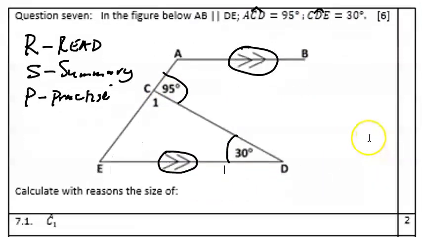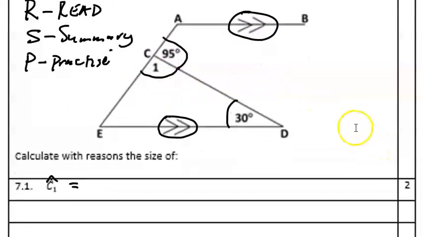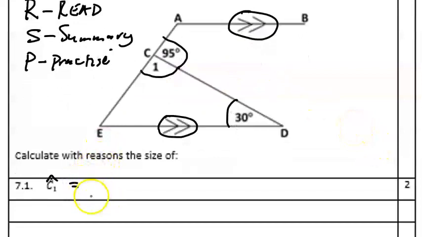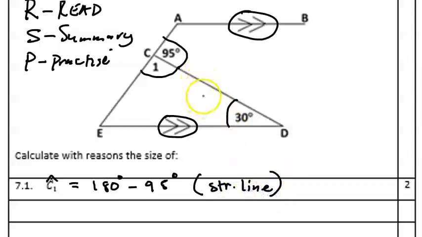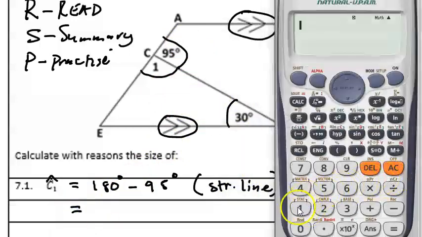Our first question says, calculate with reasons the size of C1. So let's go look at C1. And there we go, that is C1. If you've read, summarized and did a little bit of practice, you will know that angles on a straight line add up to 180 degrees. So angles on a straight line are supplementary. The word supplementary means they add up to 180 degrees. So therefore C1 is going to equal 180 minus 95 degrees, and our reason will be straight line, or we can say supplementary angles. Once again, supplementary angles add up to 180 degrees. So our solution will be 180 minus 95, and that's equal to 85 degrees.